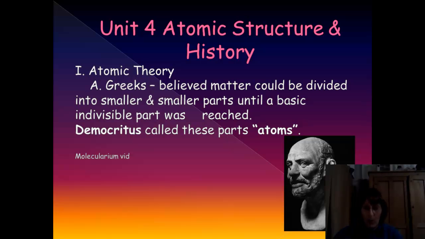We start with Roman numeral number 1, atomic theory. If you go way back before the time of Christ, so that'd be BC, the Greeks were trying to explain what everything was made of. Some decided that if you take a piece of stuff, you can break it down into smaller and smaller pieces until you get to the smallest piece, and it just can't be divided anymore. One particular Greek guy, Democritus, write that down, called that tiny indivisible little sphere an atom. You'll notice on the slide it says we're going to see a molecularian video. I can't wait. You'll see that tomorrow in class.